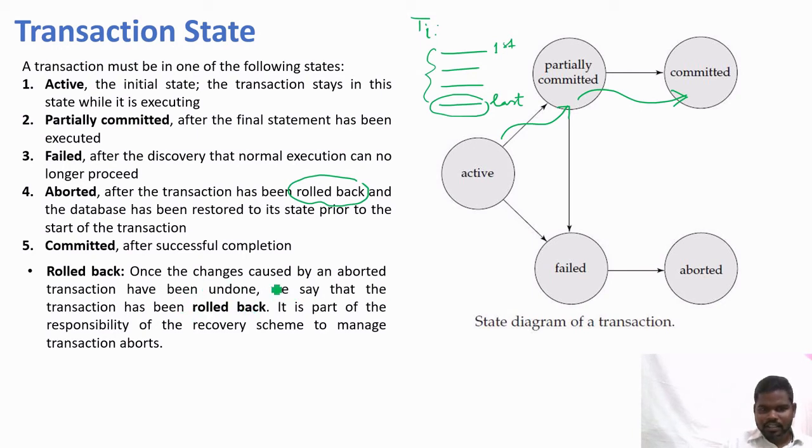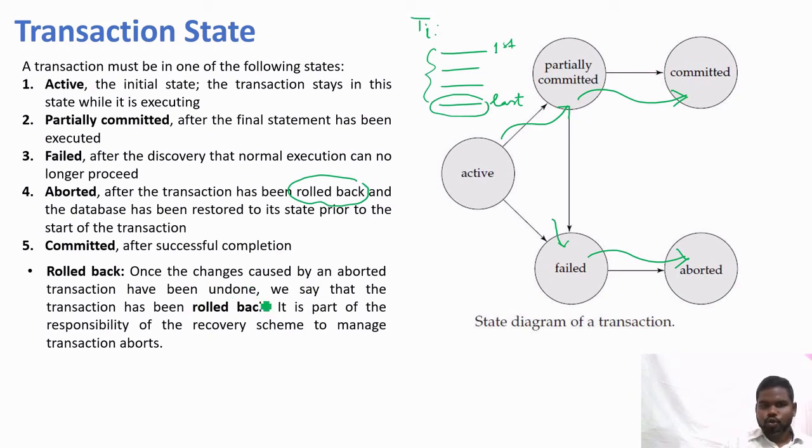So when a transaction enters into the failed state, then it enters into the aborted state. Aborted state means once the transaction has been undone, whatever operations were done by the transaction are undone, that is called rollback. It is part of the responsibility of the recovery scheme to manage the transaction aborts.